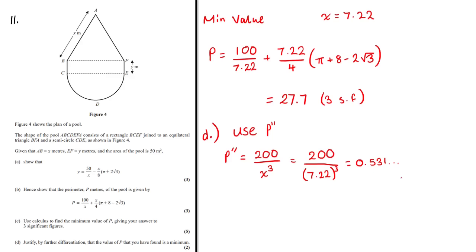So I get 0.531, which is greater than 0, and therefore that means that p is a minimum. So therefore p is a minimum because the second derivative is greater than 0. So that's all we need to do for part D to justify using further differentiation that the value of p we have found is a minimum. So that gives us the solution there to part D and the solution to question 11 overall.